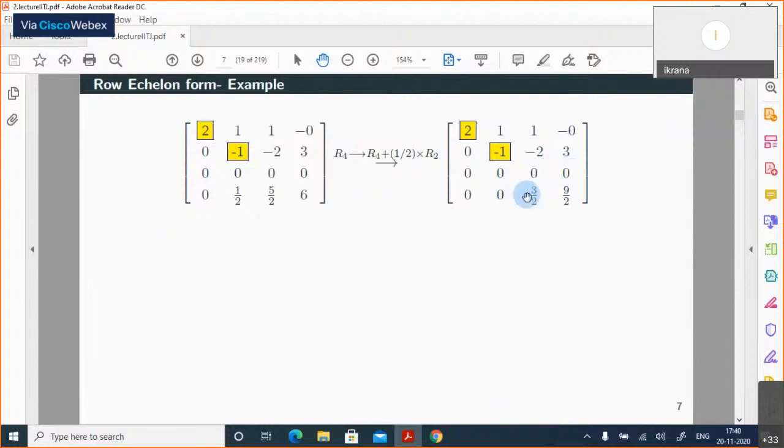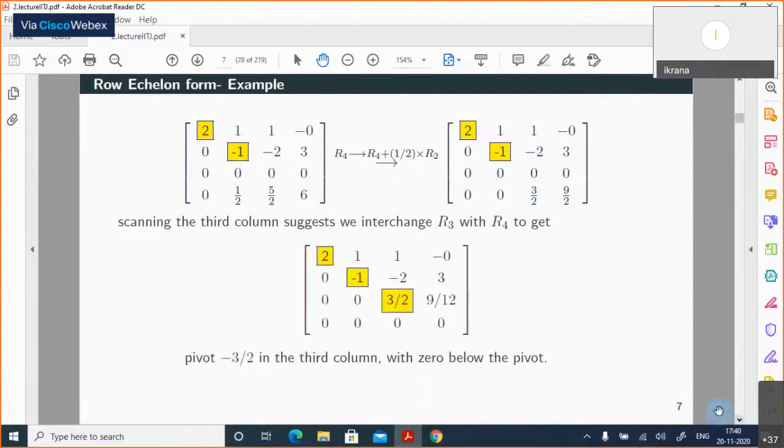So only this part is remaining. What we'll do is scan the third column. Because this entry is 0, and this is 3 by 2, we interchange with that, and do the row operation of R3 with R4 in the last one. Okay, so it gives you this. So that brings the matrix to row echelon form.